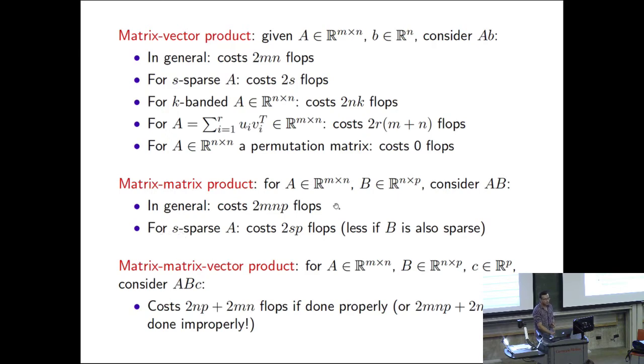Okay. So some more things. Matrix products. If I multiply two matrices, let's say an m by n matrix by an n by p matrix, then in general we can go through this calculation just like we went through this one, though now we have to multiply by p because we have to do it for each column when multiplying A by B.